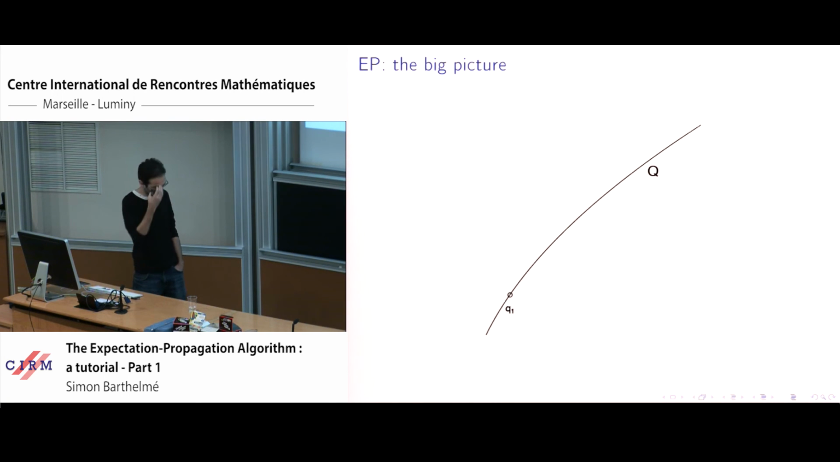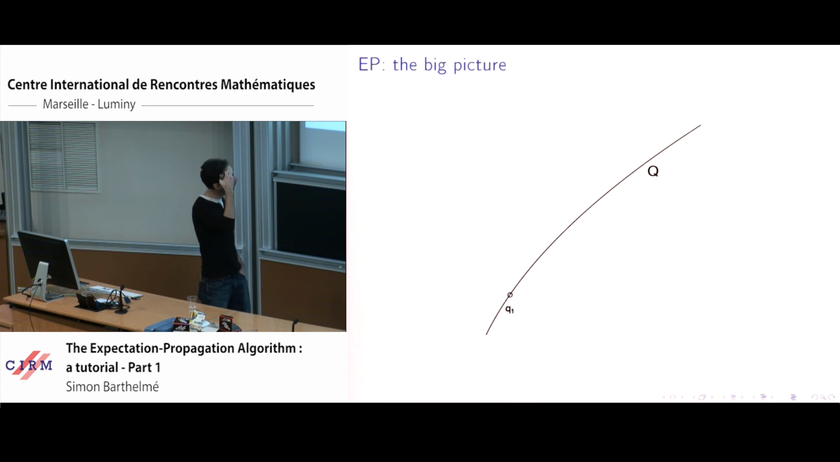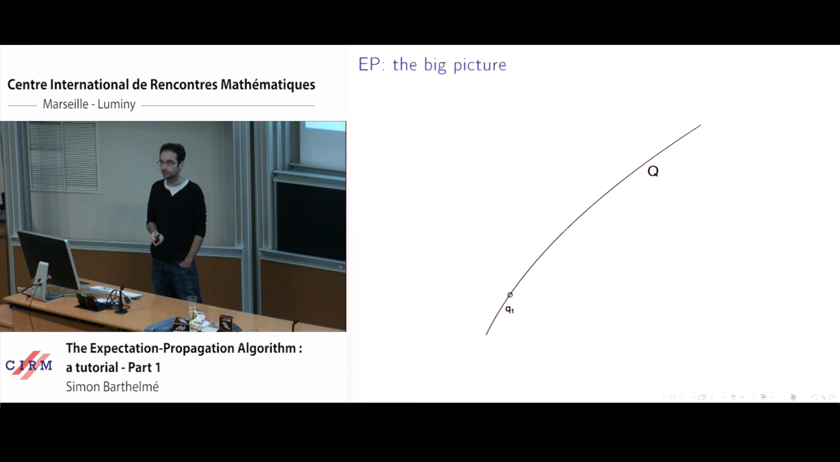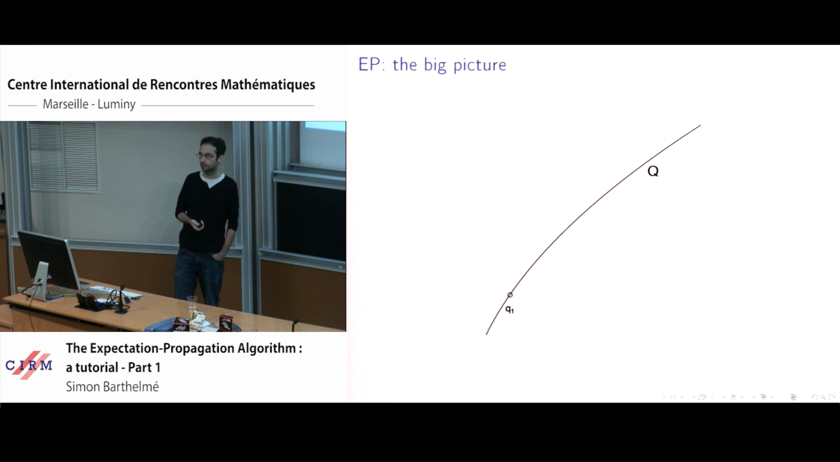Now here's a big picture view of EP. Imagine that we're in distribution space, the space of probability distributions. I'm representing it as Euclidean space, of course completely non-Euclidean. So this is just a picture, right? It's not a proof.